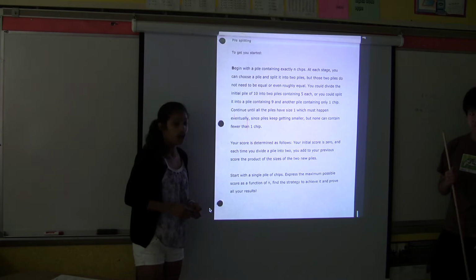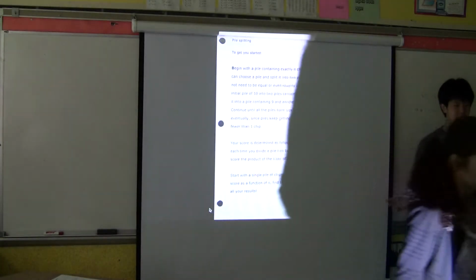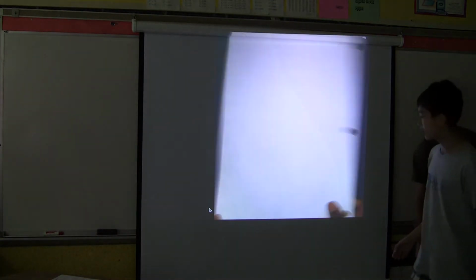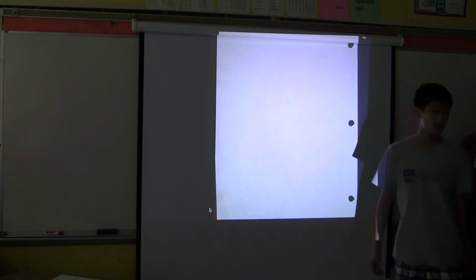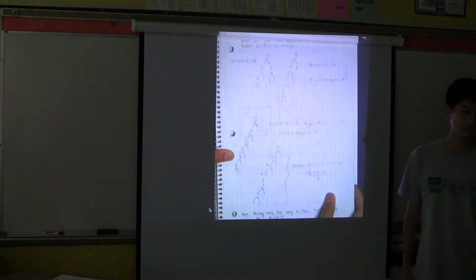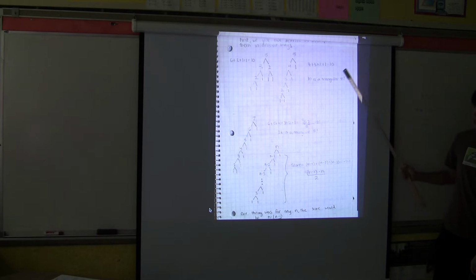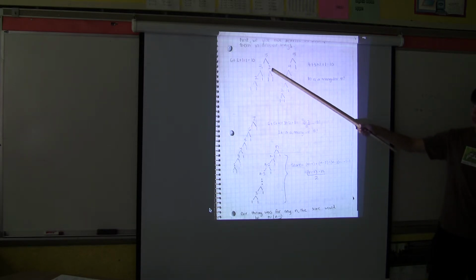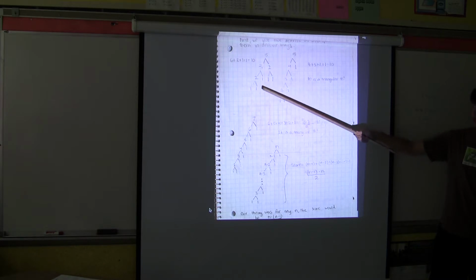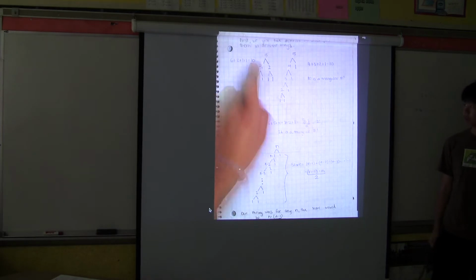Okay, we'll give an example. We have it in here. So here's our first example. We tried 5, and 5 splits into 3 and 2, so you multiply 3 and 2, and 3 splits into 2 and 1, so you multiply 2 times 1 and add it to 3 times 2, and so on. The score is 6 plus 2 plus 2, which is 10.